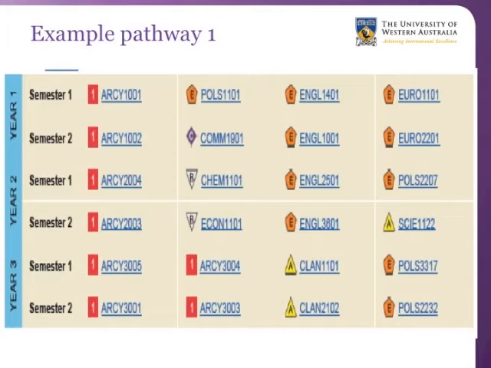You can see the pattern of red blocks, with the number 1 indicating the archaeology major. So this person is on their way to completing an archaeology major. In the first semester of their second year, they completed a Level 2 archaeology unit, a Level 1 chemistry unit, which is a Category B broadening unit, a Level 2 English unit, and a Level 2 politics unit.